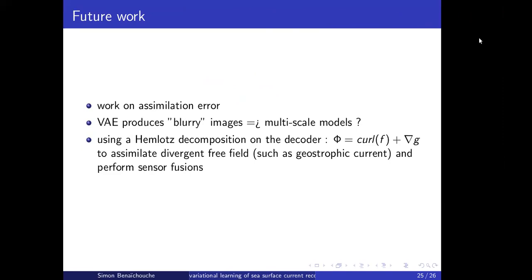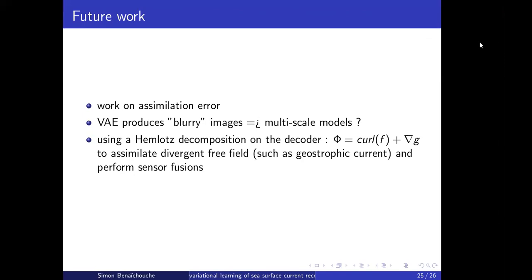We have some issues with this approach. The first is that variational autoencoders produce blurry images. Maybe in the future we will work on multi-scale models, or there are some approaches such as GAN which don't have these issues, but we have to think about that. We would also like to produce errors. So, for example, we now have a kind of estimator, and what is its variance, for example. That's the kind of question we could ask.